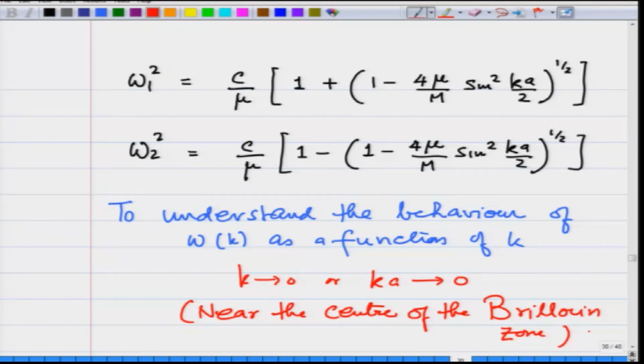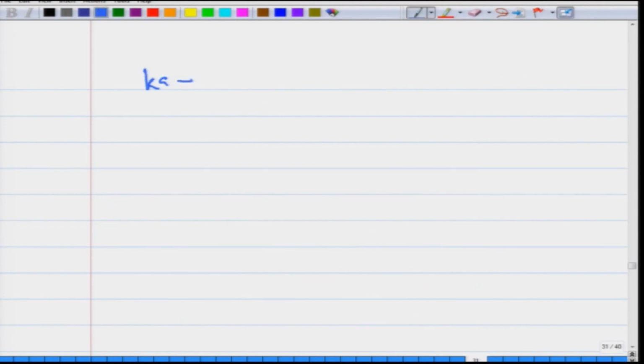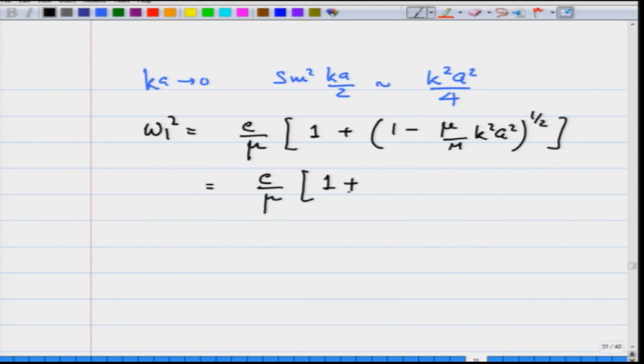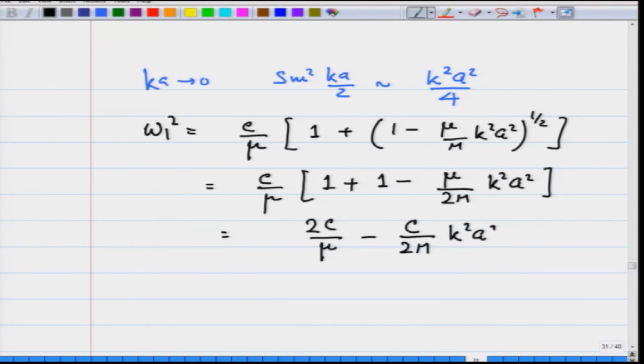When I do that, for k a going to 0, I get sine square k a by 2 as k square a square by 4, and therefore, I can write omega 1 square as equal to c over mu 1 plus 1 minus mu over m k square a square raised to 1/2, which is equal to c over mu 1 plus, I can do the binomial expansion, 1 minus mu over 2m k square a square, which is equal to 2c over mu minus c over 2m k square a square.